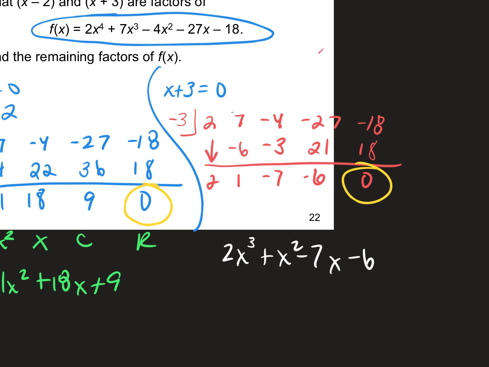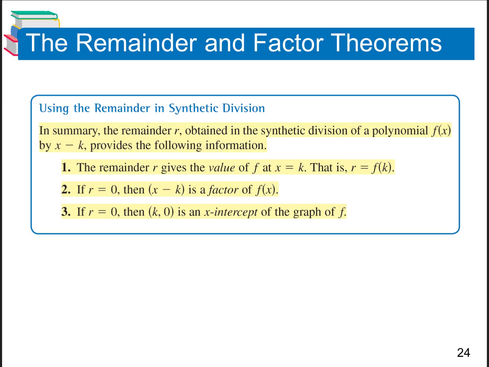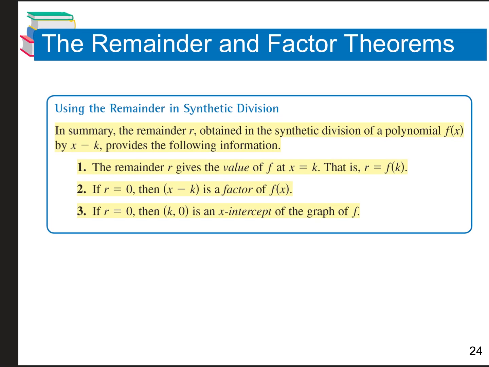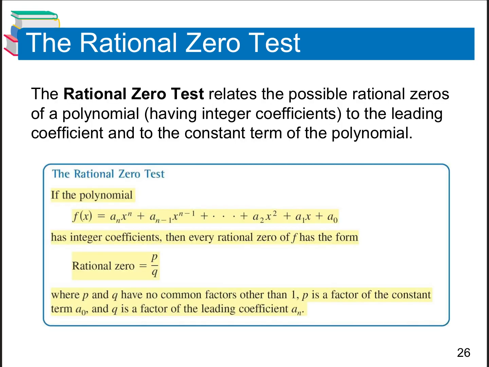All right, so we're going to use synthetic division to find all of the zeros. You'll see what I mean in a second here. What I just showed you is what this says. When the remainder is 0, then the binomial is a factor. If the remainder is not 0, then it's not a factor. That's also telling you that that's an intercept where it crosses the x-axis. So now we're going to talk about the rational zero test. P over Q is what we're going to refer to it as.